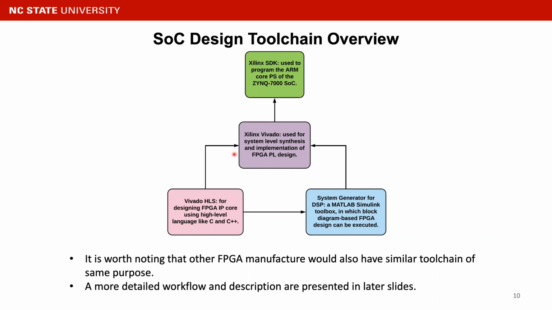And then we have Xilinx Vivado, which is used for system-level synthesis and implementation of the FPGA PL design. And finally, we have the Xilinx SDK, which we will be using to program the ARM core PS of the Zynq SoC. It is worth noting that other FPGA manufacturers will also have similar toolchains for the same purpose. And in later slides, we will dive deep into this toolchain.